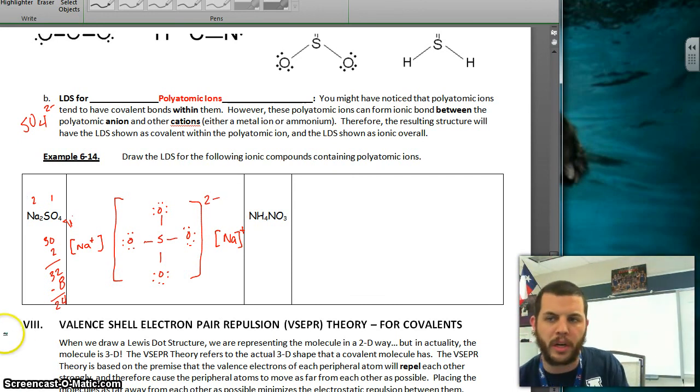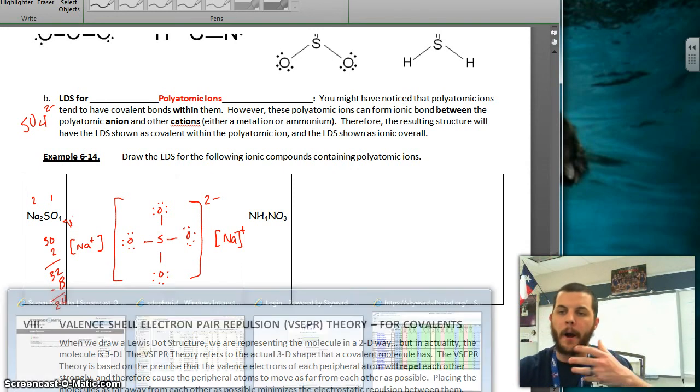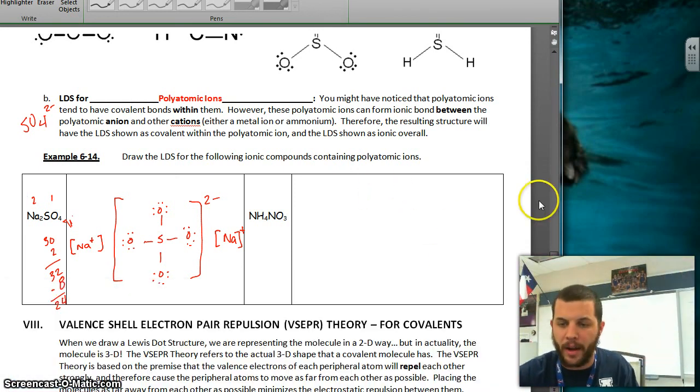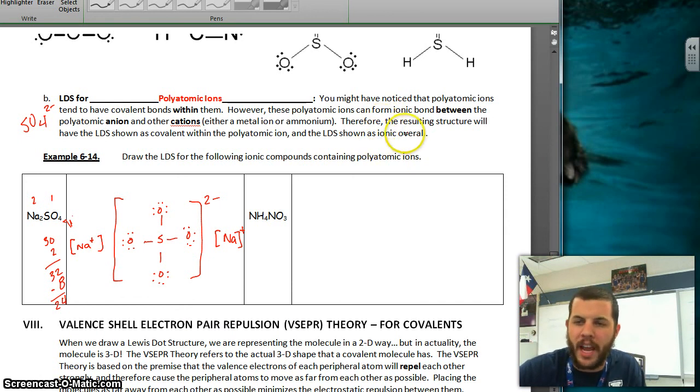Okay, so that's it, my friends. That's how we draw Lewis dot structures for all of our different covalent compounds. So next video, we're going to take a look at what all of those ABX structures mean. We got a lot of practice to do next class, so yeah.